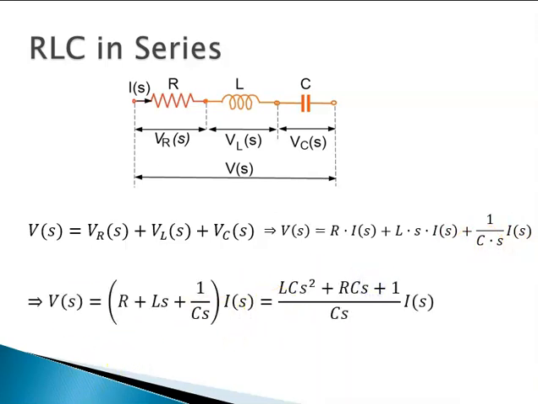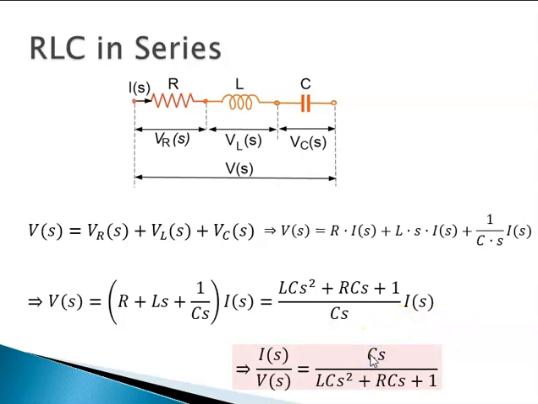Having seen this, we can collect all the terms with I(s) in one group of parentheses and write that V(s) is so and so expression multiplied by I(s), and thus take this V(s) onto the right hand side of the equal to sign and this whole expression inverted onto the left hand side to write I(s) over V(s) is this expression, and this is the transfer function of this RLC circuit in series.